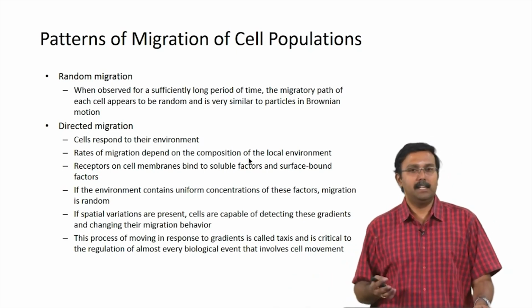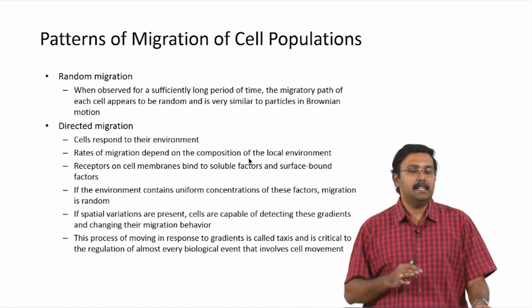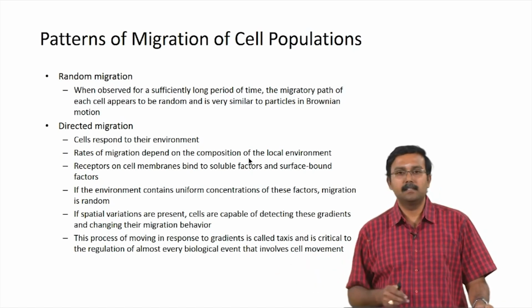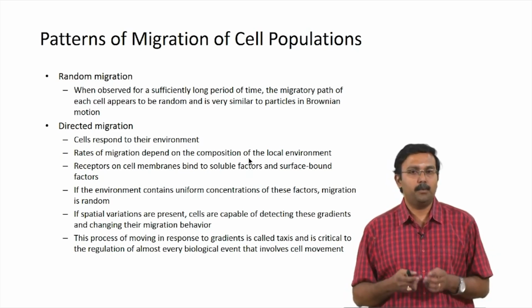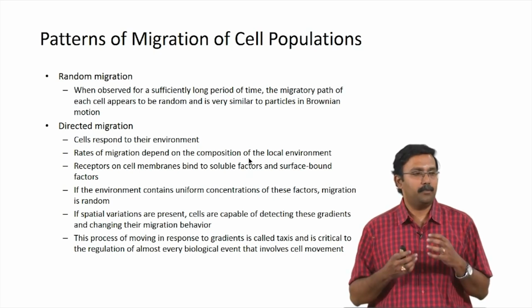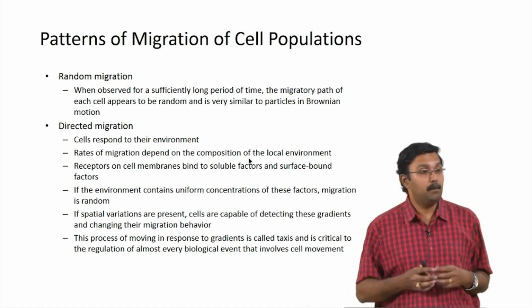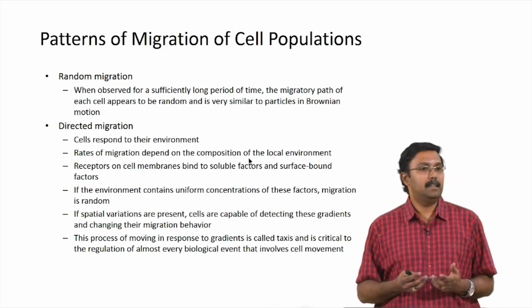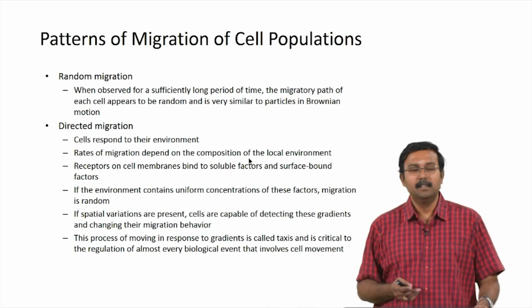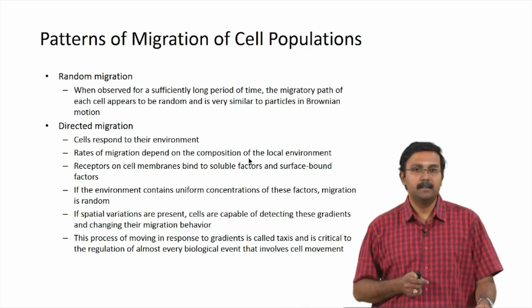If spatial variations are present, the cells are capable of detecting these gradients and changing their migration pattern towards these attractants. This process of moving in response to some gradient is called taxis, and it is critical for regulation of any biological event that involves cell movement, because otherwise if cell movement is always random, then you would have very little control over tissue development or anything, right? So, this directed migration ensures that this is happening.